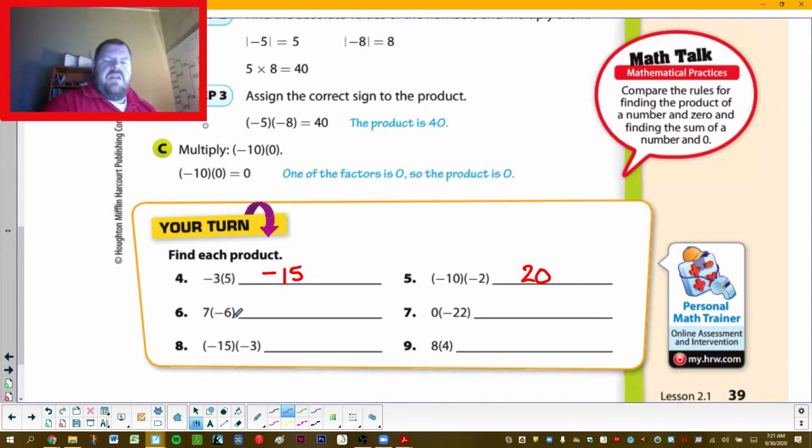Positive 7, negative 6, so my answer is negative. 7 times 6 is 42. 0, I can pretty much be done now, but 0 times negative 22, always going to be 0. Negative times negative is a positive. 15 times 3 is 45. Positive times positive will be positive. 8 times 4 is 32.